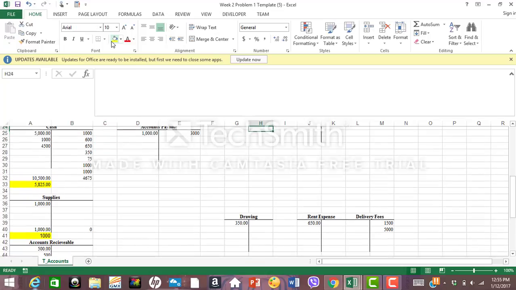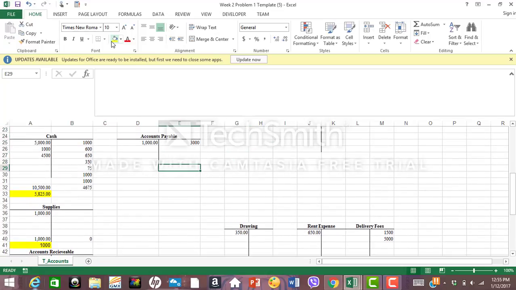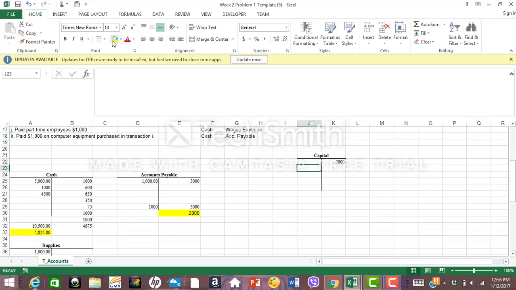Your accounts payable, you have gotten a $3,000 loan. You paid $1,000 worth of it. Basically, you have the 3,000 you received minus the 1,000, so you have 2,000 left to still pay. I'm going to do that with yellow. The same thing goes with capital. Nothing has been depreciated, so you still have 5,000 on this side, 0 on this side, so your balance for capital is $5,000. I'm going to highlight that with yellow.